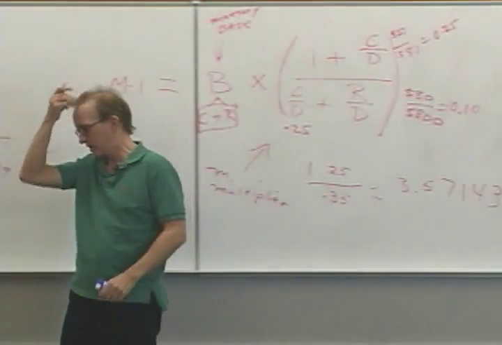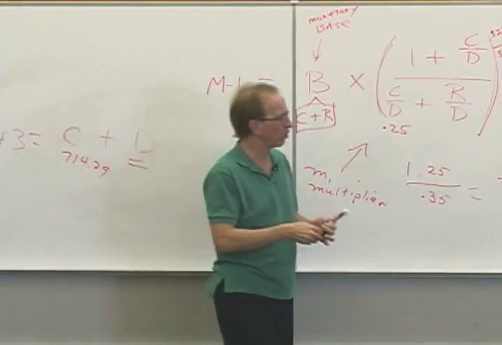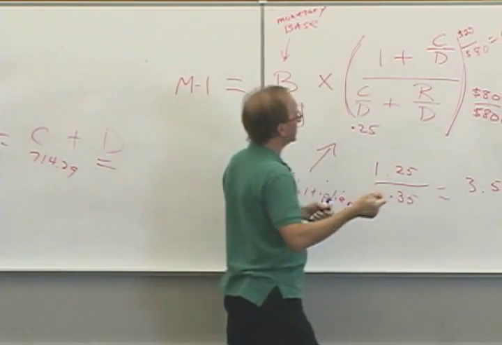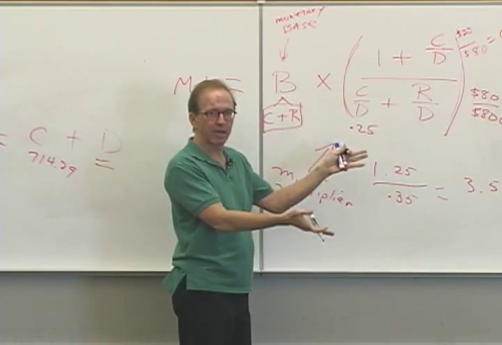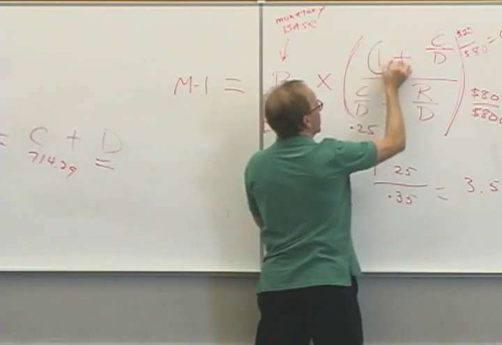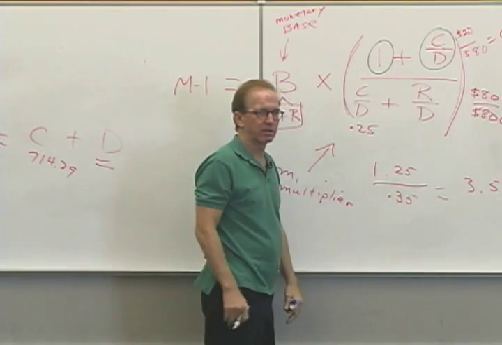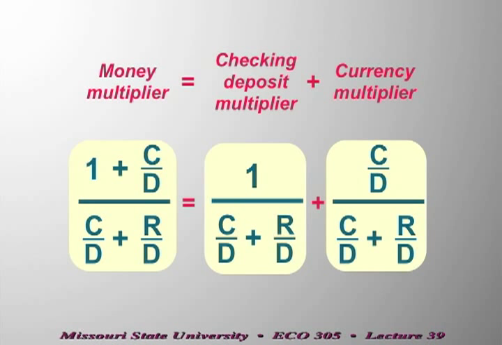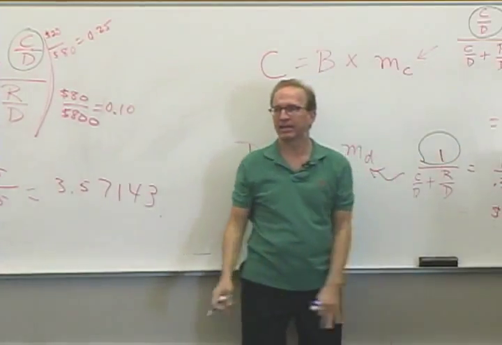Now, let me close the loop here before we go on. All three of these multipliers have the same denominator, so let's look at the numerator. Here's 1 plus the currency deposit ratio. These correspond to the other two smaller multipliers. The 1 is the numerator for the checking deposits, and the currency deposit ratio is the numerator in the currency multiplier. Those two multipliers added together are 1 plus C over D divided by that common denominator.